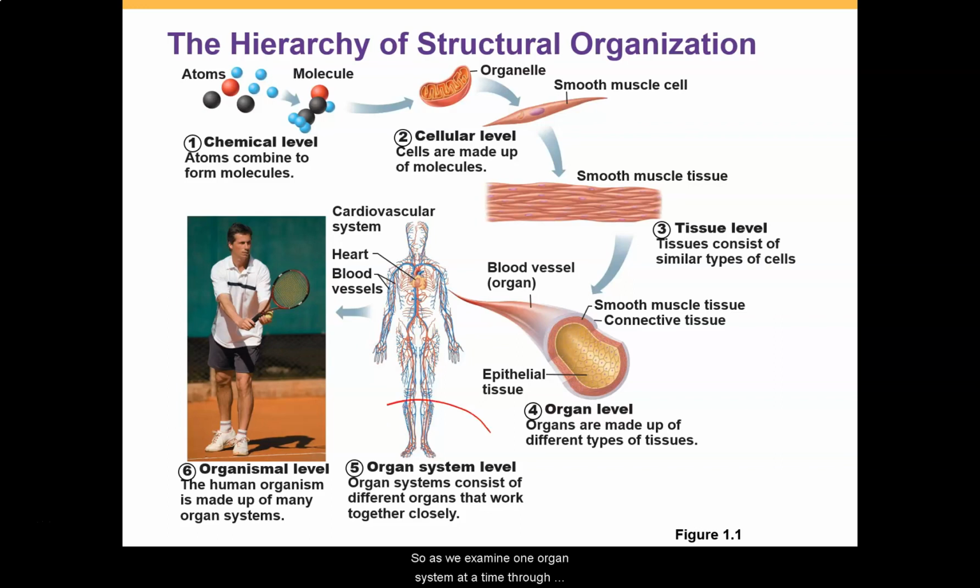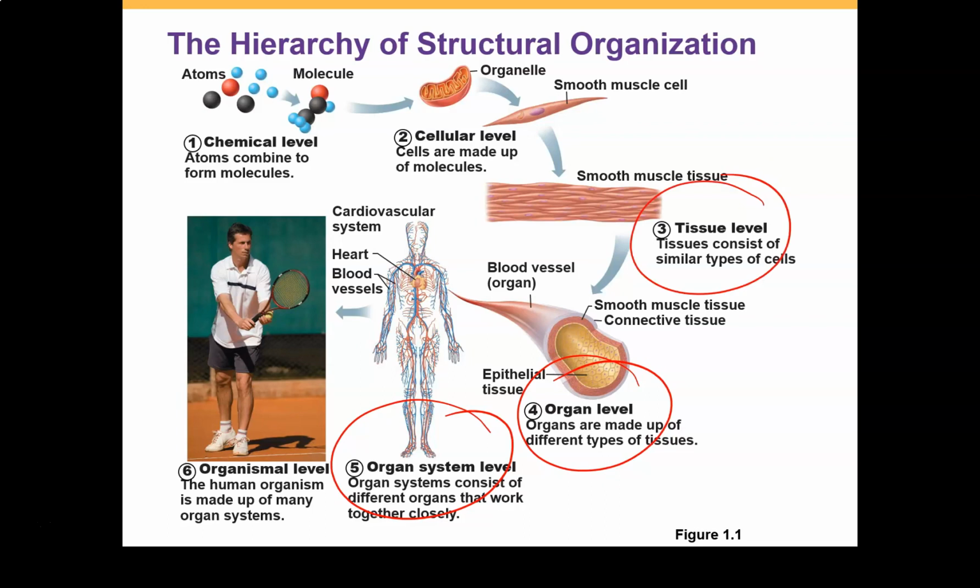So as we examine one organ system at a time through systemic anatomy, we will examine the organs found in that organ system. We will examine the tissues found within the organs of that organ system. And we will examine the cells found within those tissues of that organ system. We will not examine the chemical level this semester. We will examine the chemical level in physiology when we talk about how the body works.